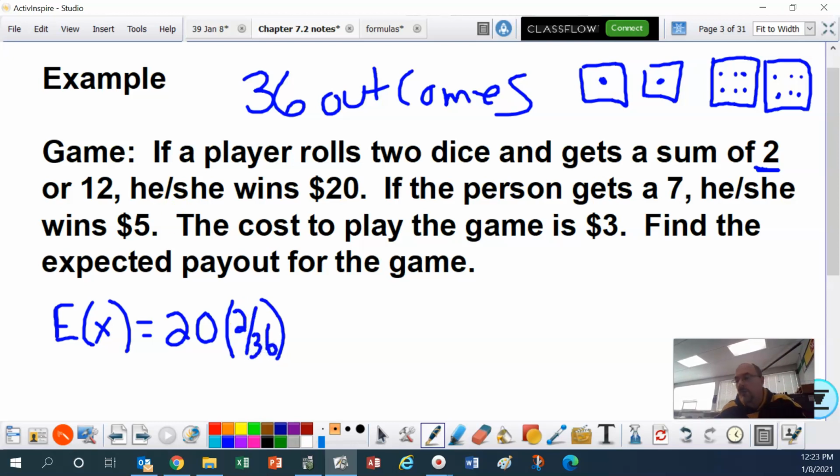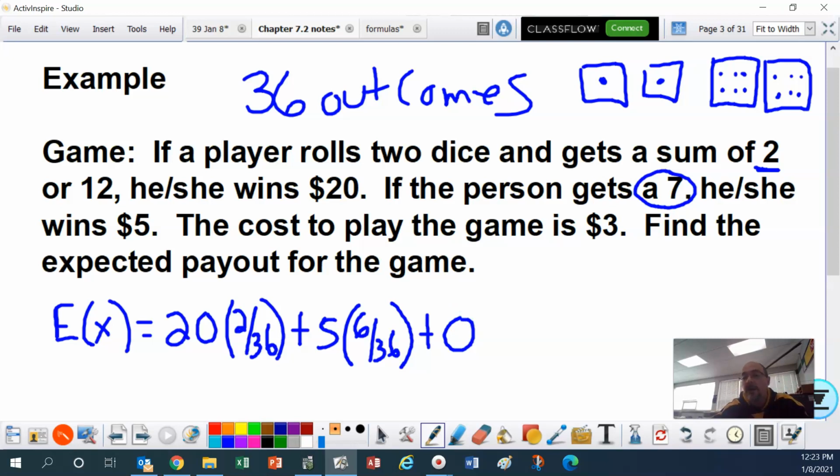Now, if you want to reduce that, you certainly can, but it's not necessary. Okay, so that's winning 20 bucks. Plus, the person might win 5 bucks. Well, what's the probability of winning 5 bucks? If you remember, rolling a 7, there's 6 ways that that can happen. So 6 out of 36. Plus, you don't win any money. Now, this one's not necessary, but I'm going to stick it on there anyway.